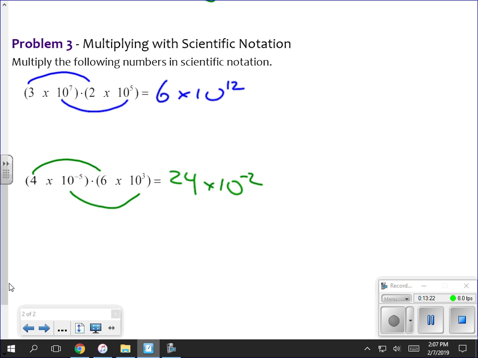You're not allowed to have a number larger than 10 here. You're not allowed to have 24. It has to be 2.4. You can have only one number. It has to be somewhere between 1 and less than 10. You cannot have a 2-digit number. It has to have a decimal. That has to become 2.4. And then I have to change my power accordingly.